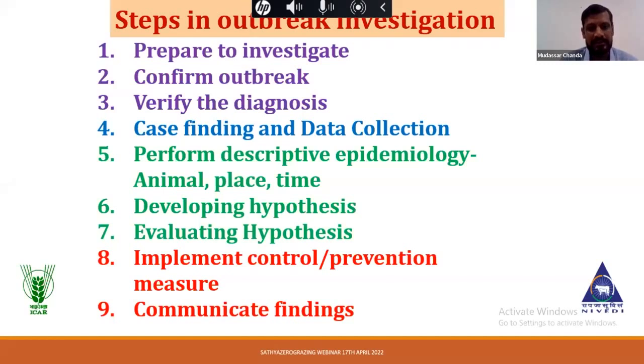Case finding and data collection. When I say case finding, it is the most critical step in your outbreak investigations. How do you find the case? For example, if you're visiting a village and you have done all the things, we know there's an outbreak of anthrax in sheep, for example. But how do you collect the data? How will you find the cases? Just randomly collect the data from any household? How do you say that this particular case or household or flock is affected with anthrax? How do you define that case?